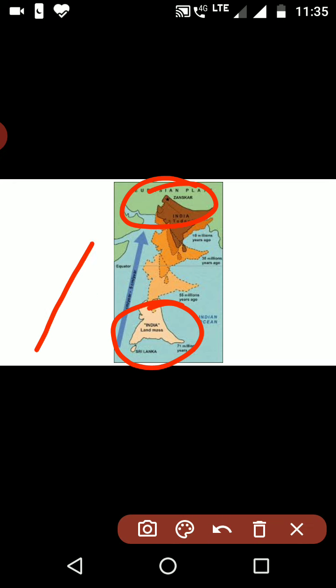Now between these two positions, that means the India and the Eurasian plate, there was a Tethys Sea. The Tethys Sea was known as a geosyncline. We will see what a geosyncline is. It is a big depression which is full of sediment. So in between these two plates there was the Tethys Sea.